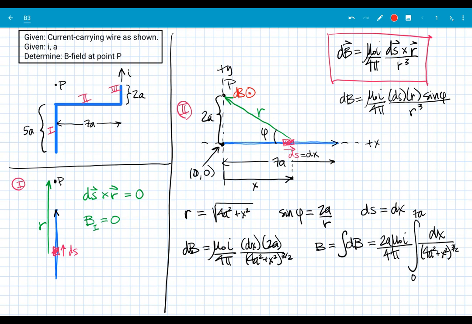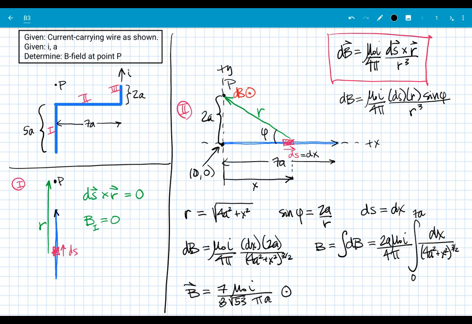Okay, so that means that when I finish writing my final result for B, and you'd have to do the integration and evaluation, those steps are in the written solutions. I'm not going to do all those steps out here. I think I end up with 7 mu naught I over 8 root 53 pi a, and that direction is out of the board.